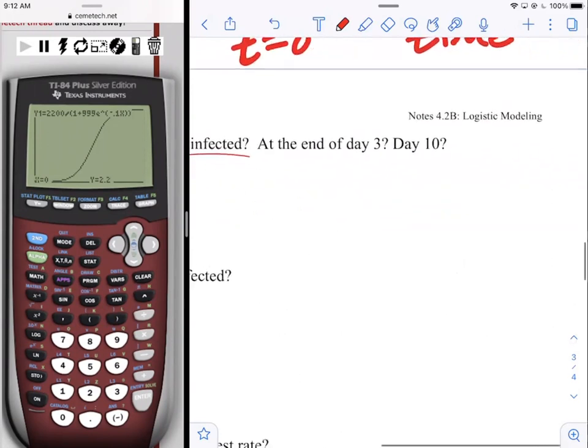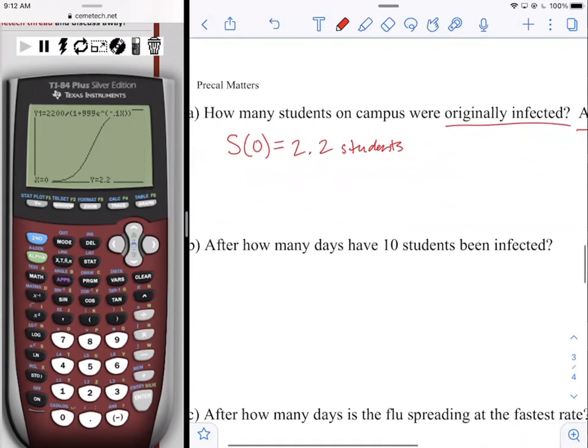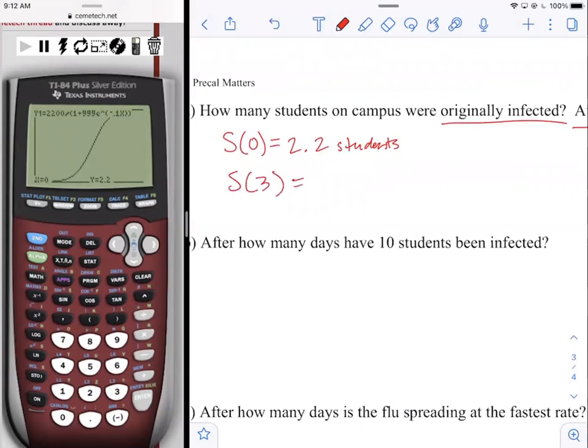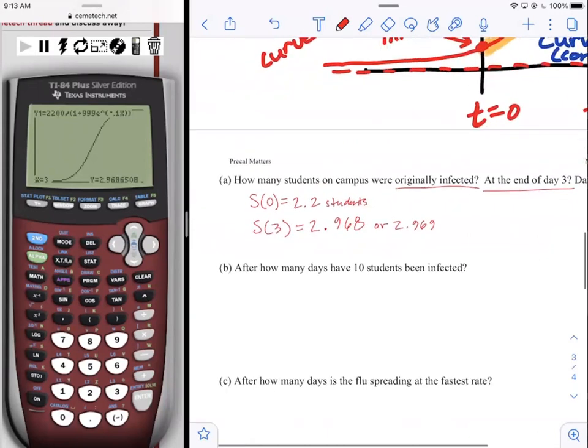Okay, and then there's another part at the end of day three. So now we're just gonna do S of three. And we're still in trace mode, so we just hit three, enter, and we'll get 2.968 or 2.969. I don't care if you round or truncate. So almost three people, right? So if you want to interpret the numbers, you could say, okay, originally there were about two students. And after 3 days, only one other person got infected. So it's not spreading very fast.